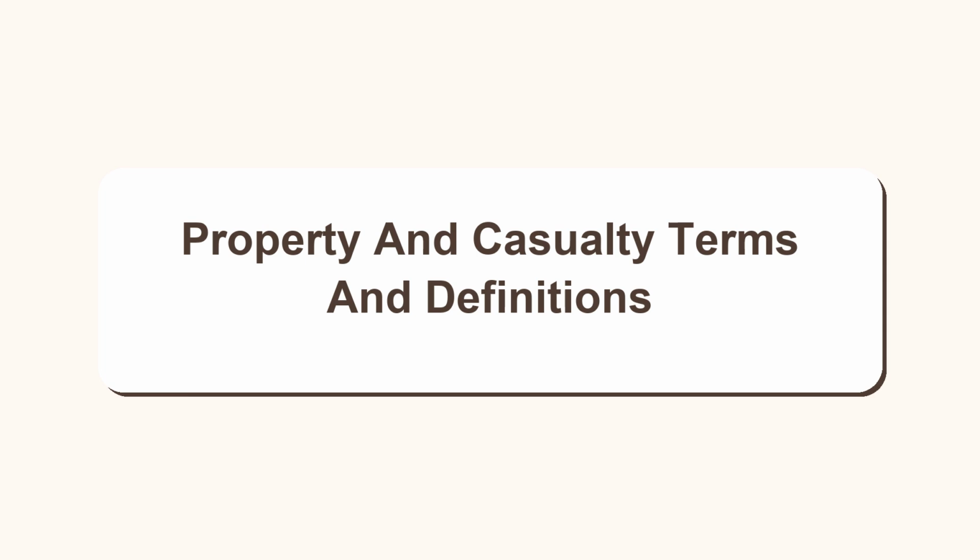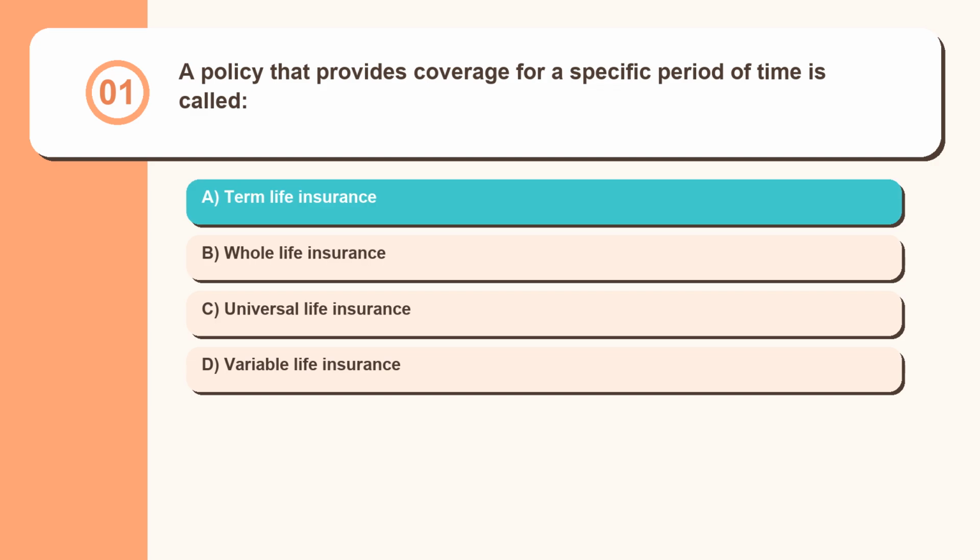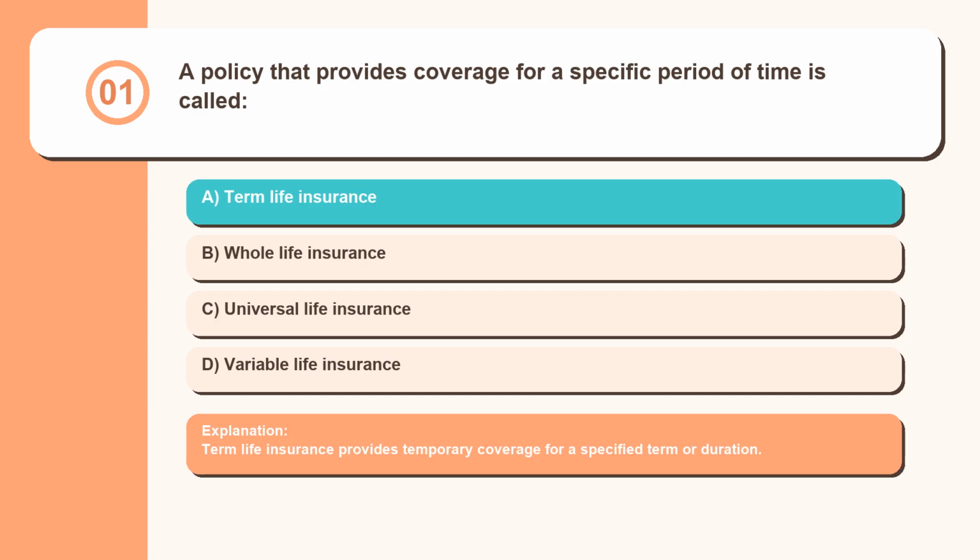Property and casualty terms and definitions. Question 1. A policy that provides coverage for a specific period of time is called: term life insurance, whole life insurance, universal life insurance, variable life insurance. Term life insurance provides temporary coverage for a specified term or duration.